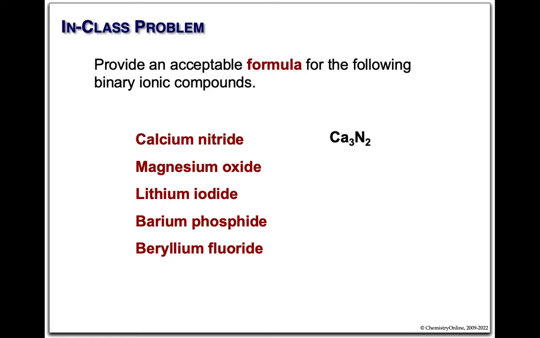Magnesium is group 2, +2. Oxygen group 6, -2. Simply want 1 to 1. Lithium is group 1, +1. Iodide group 7, -1. Once again, 1 to 1.